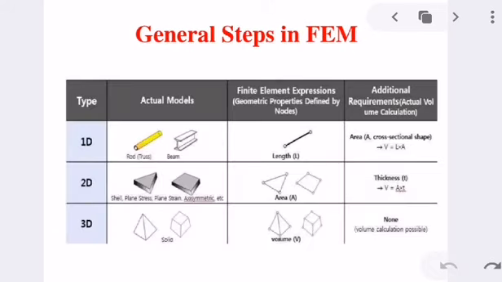So there are three types: one-dimensional, two-dimensional, three-dimensional. The actual models are shown here. The geometric property is defined by the nodes. In one-dimensional element it is length, in two-dimensional element it is area, and in three-dimensional element it is volume.